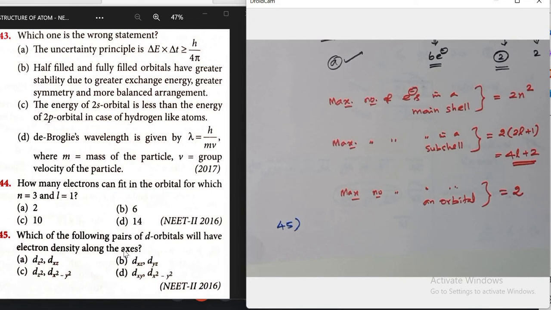Identify the option. Option C, right? In option C, we have these 2 orbitals, dx square minus y square and dz square. These 2 orbitals have lobes along the axis, so the correct option is C. Okay, let me go to the next question.